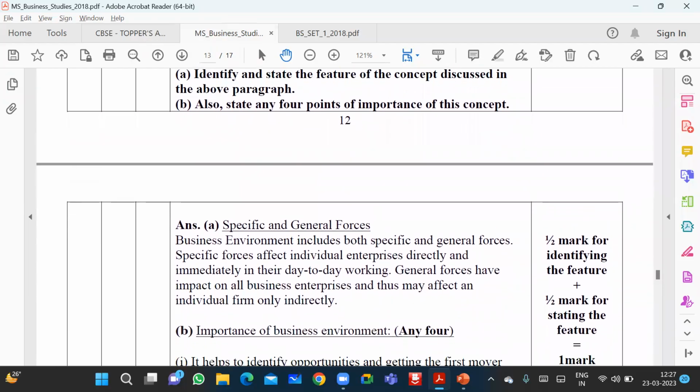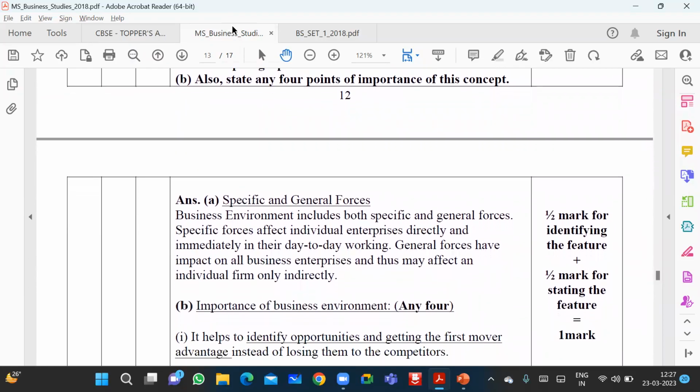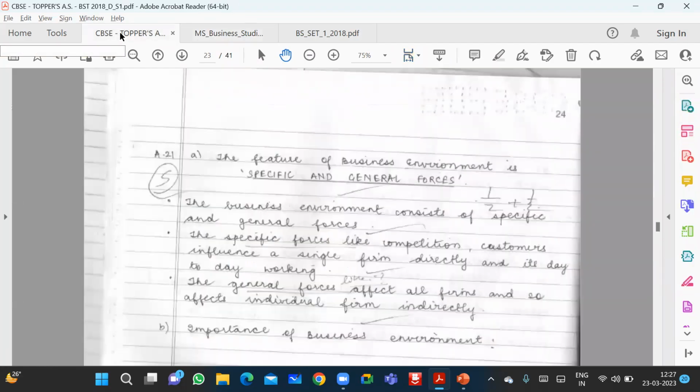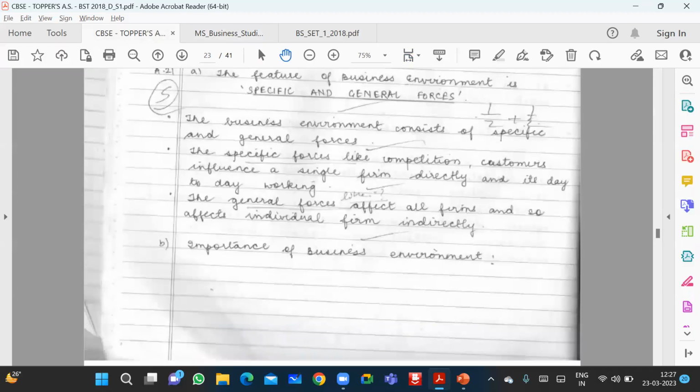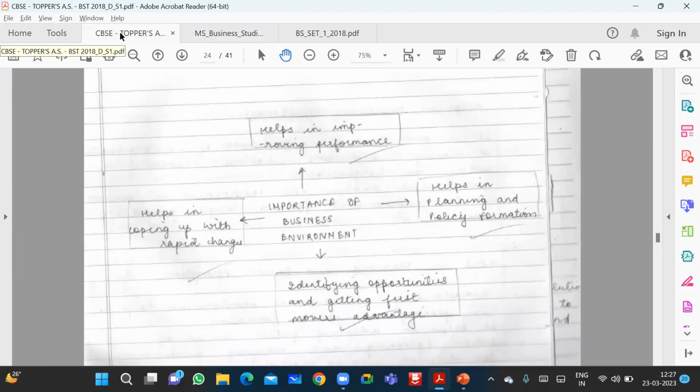And then you have to write 4 points of importance of this concept, that is, the concept meaning business environment. So write any 4 features, half mark for each heading and half mark for the explanation. So the marking will remain the same as we have been mentioning in the previous question.